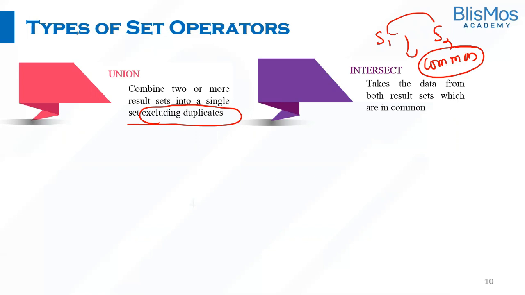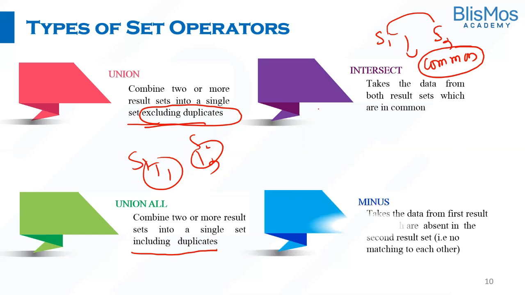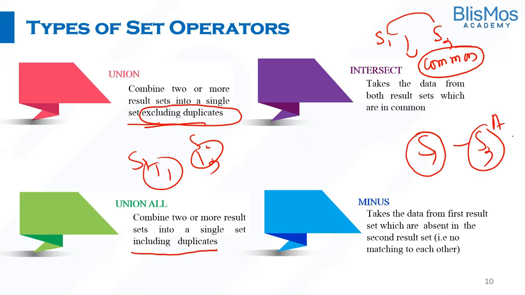And we have union all. Union all combines the data of two sets, including the duplicates. Union excludes the duplicates. Union all includes the duplicates. And the last one being minus. What happens in the minus? You have a set 1, you have a set 2. It takes the data from the first set which are absent in the second set.